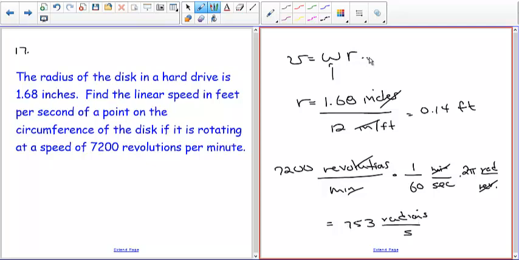So the linear speed in feet per second is going to be 753 radians per second times 0.14 feet. So we get 105 feet per second. Radians don't have units, so we can ignore those after we've done this. So that is the answer.